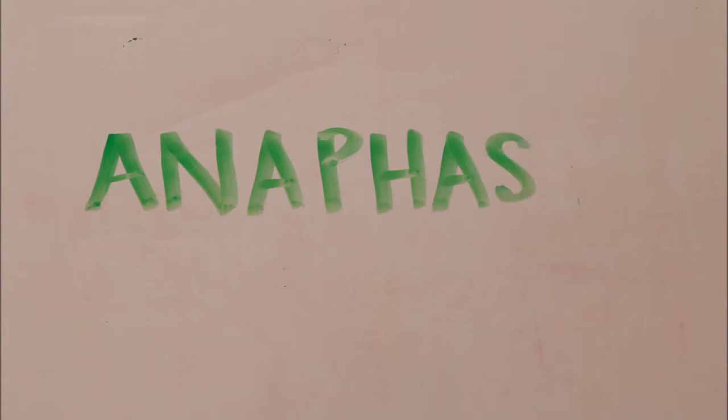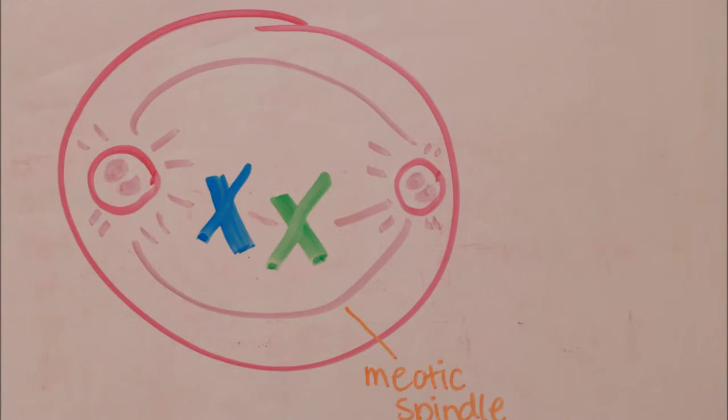The fourth step is anaphase 1. The pair of chromosomes is pulled apart by the meiotic spindle. It pulls one chromosome to each opposite side.